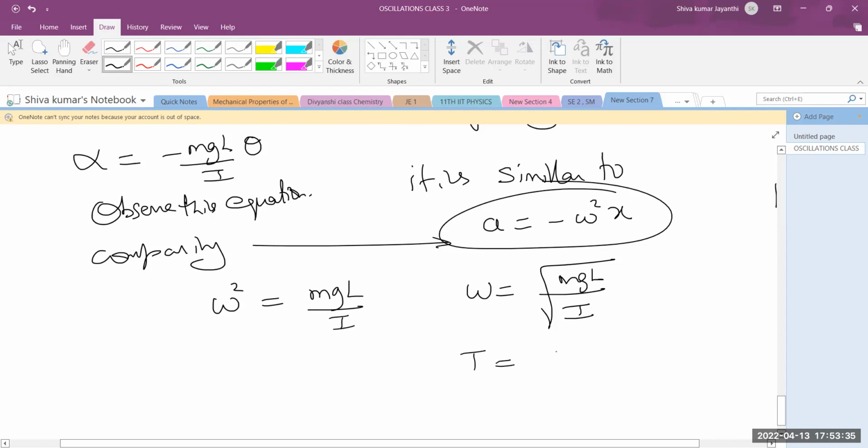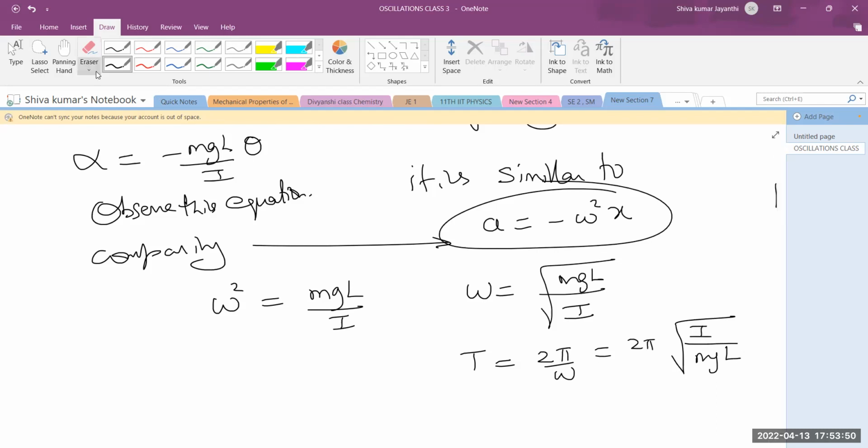What is time period? 2 pi by omega, which means 2 pi root over I by mgL. Did you understand that? I'll write it neatly. T is equal to 2 pi root I by mgL. This is the time period of oscillation of a simple pendulum.